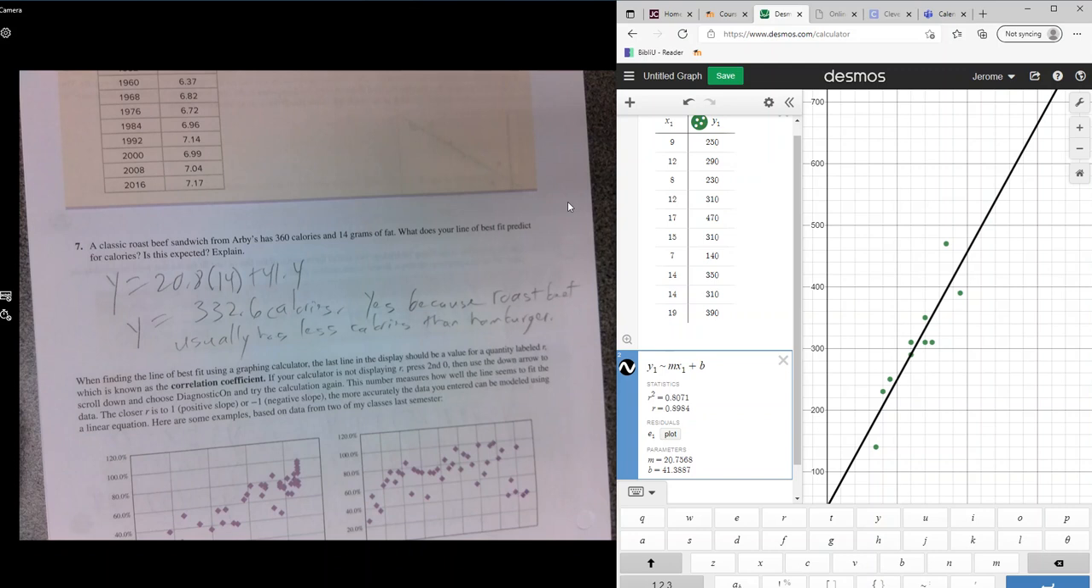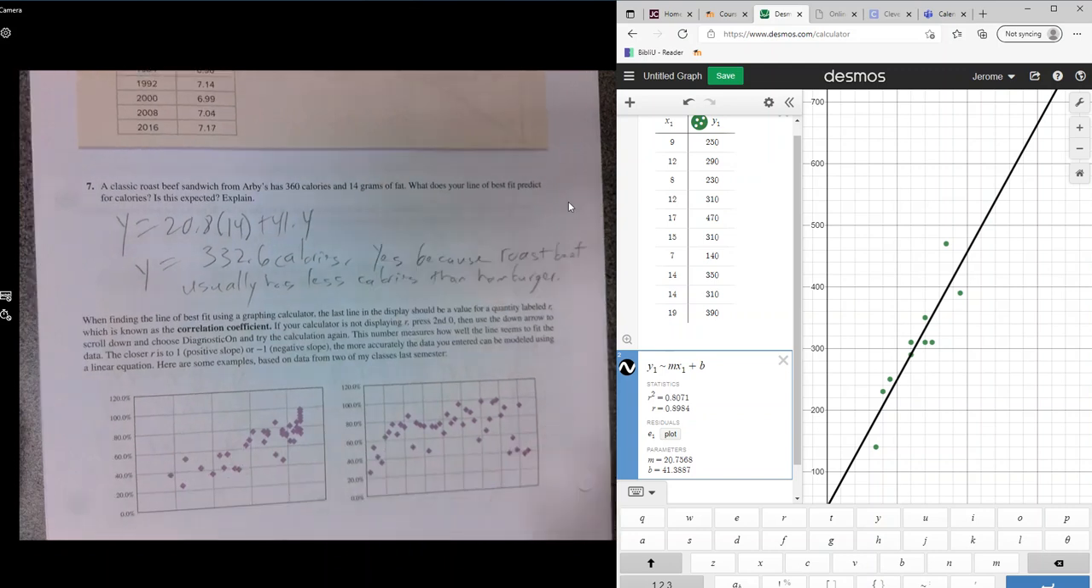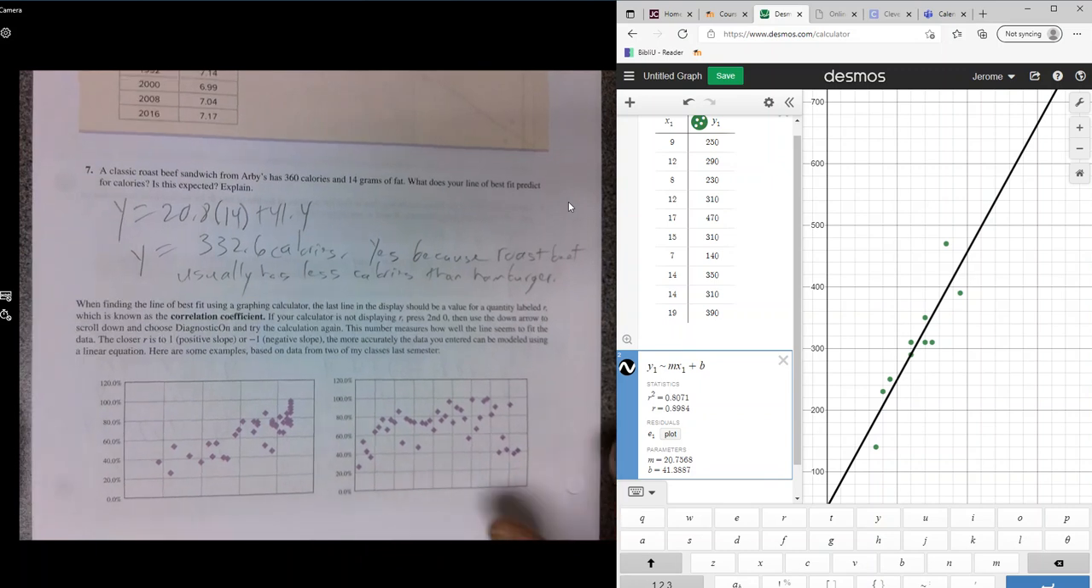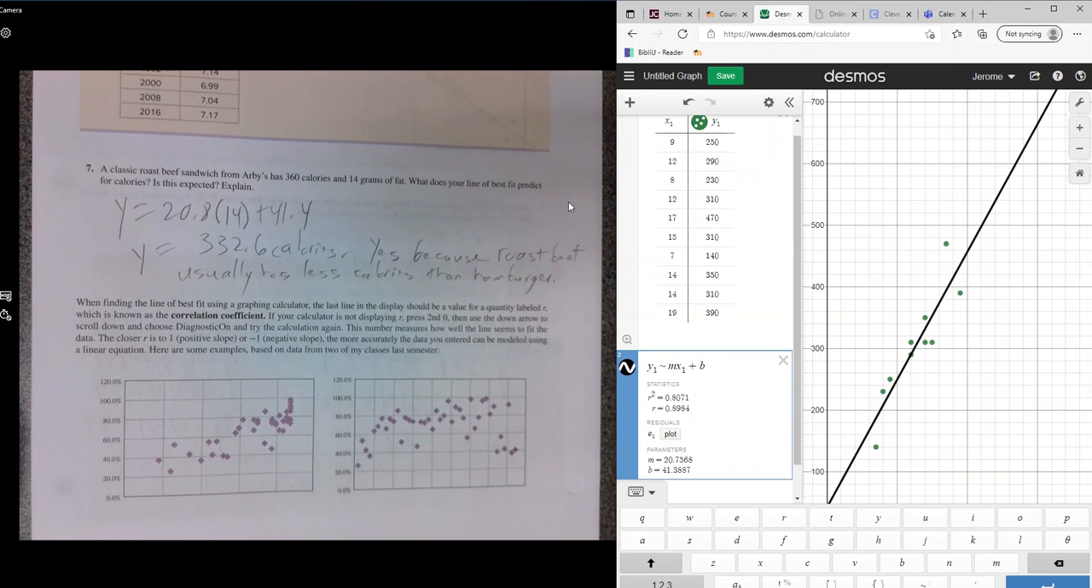Now we have these graphs here. It says this number measures how well the line seems to fit the data. The closer R is to 1, which has a positive slope, or -1, which has the negative slope, the more accurately the data you enter can be modeled using a linear equation. Here are some examples based on data from 2 of my classes last semester. Okay, now we look here at the data. Now we go here to problem number 8.